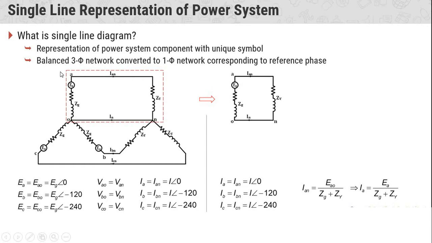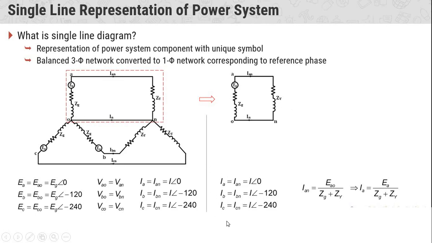Now this three phase is converted into single phase in this manner, taking only the single phase of the source and the single phase of the load. So it can be redrawn in this manner. EG is the excitation voltage of a single phase, ZG is the impedance of a single phase, the current flowing is IAN, and the load impedance of the single phase is ZY.